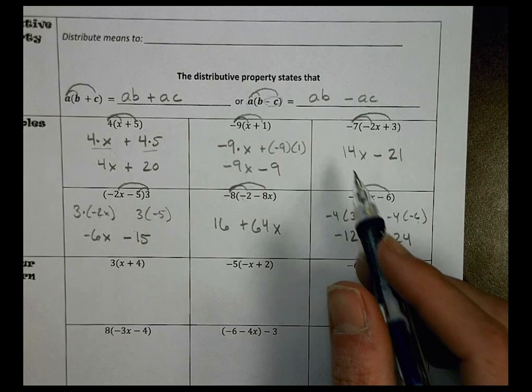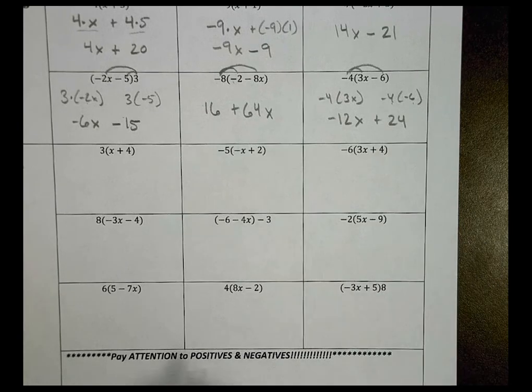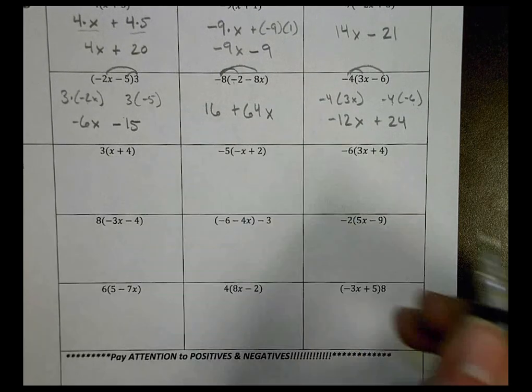Okay, so those are your examples there for distributive property. Here's some that are going to be for your turn. Okay, and it says pay attention to positive and negatives here. So I'm just going to do a few, and then that'll get you going here.